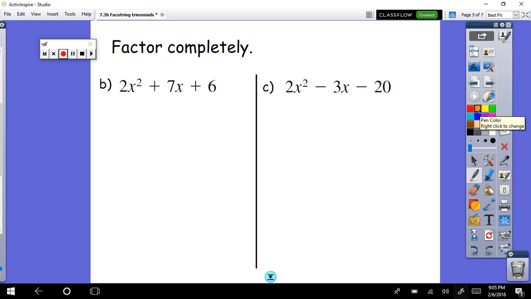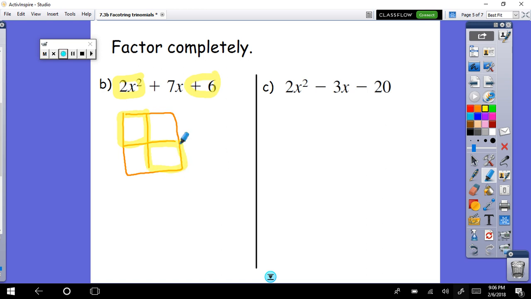Okay, a couple more examples using the box. So we start out, we draw it. We put our first term in our first box, and our last term in our last box. I should have done those with different colors just for emphasis. We'll do that in orange.